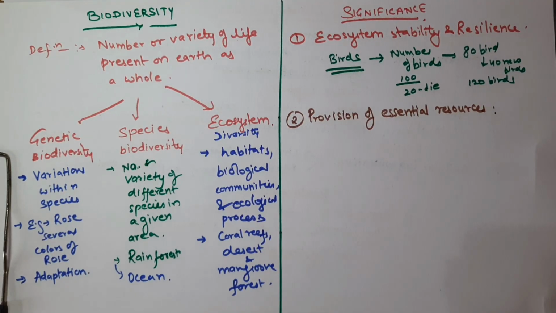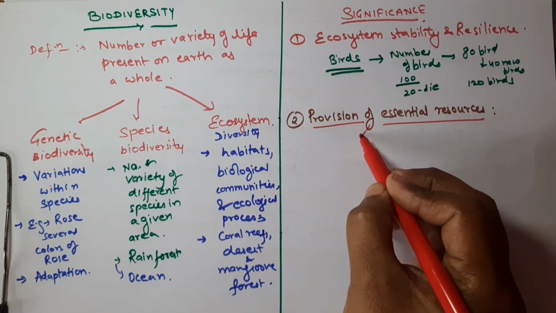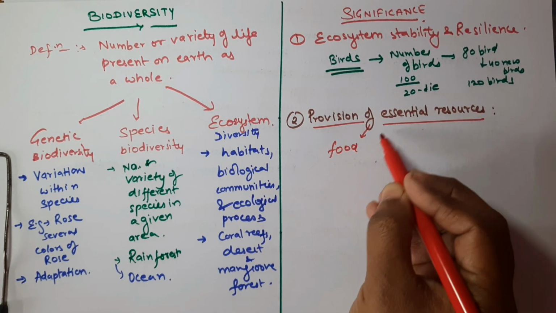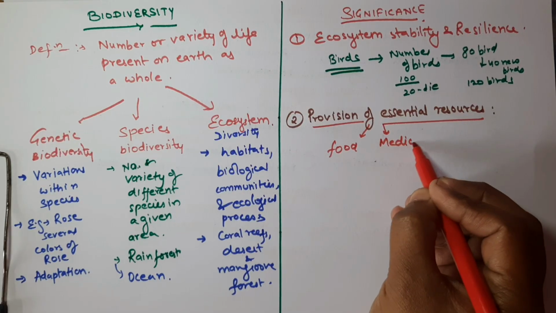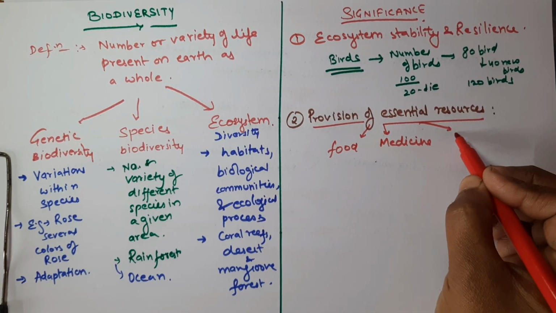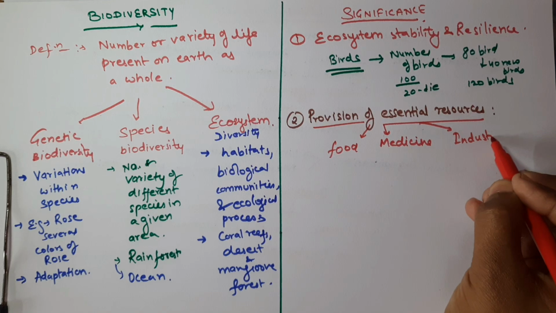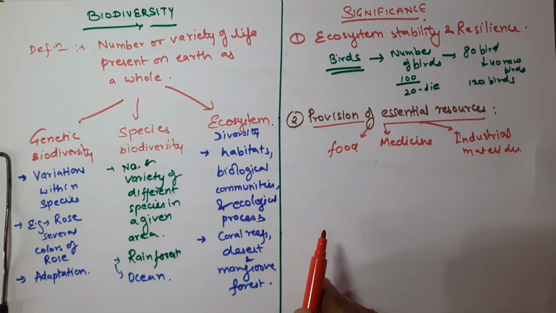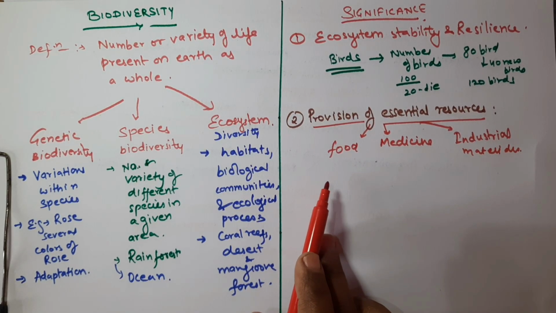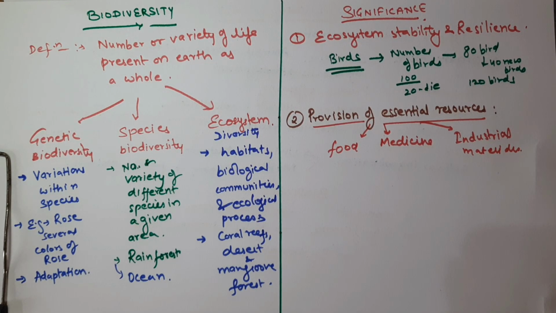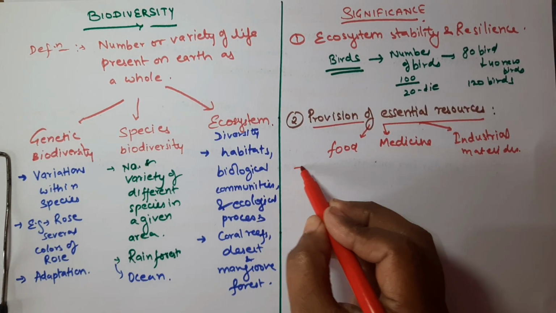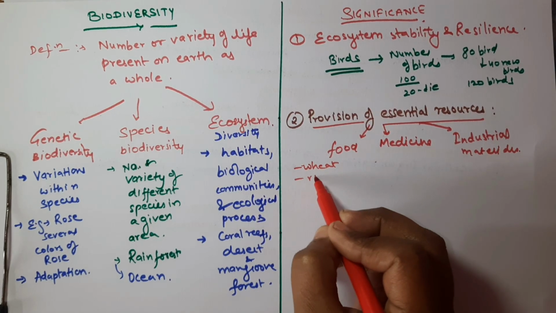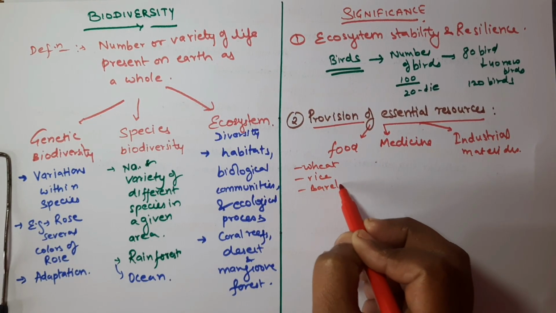The second is the provision of essential resources. What does that mean? If we talk about ourselves only, biodiversity provides us essential resources like food, medicine, and industrial material. If there is diversity, then we get a vast array of food sources from crops and livestock. We have wheat, rice, barley, etc. So this is all diversity in food.